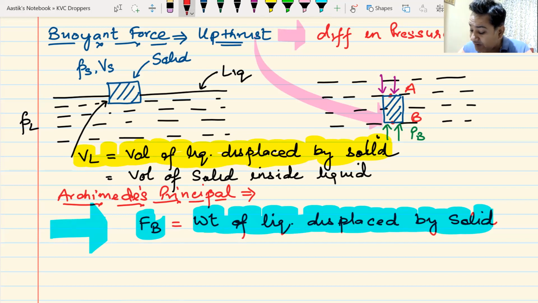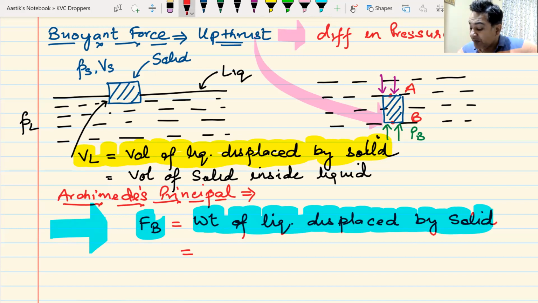Now, how do I find this weight of the liquid which is displaced by the solid? Now we get into the formula for that. This was the definition. Volume into density is still not weight. Mass multiplied by g will give you weight.